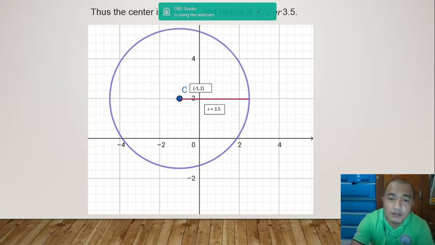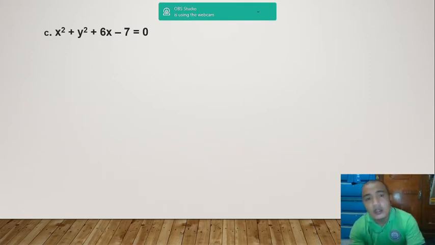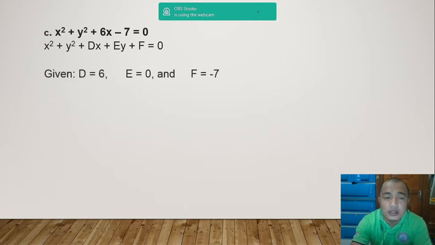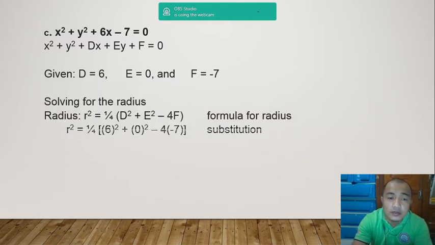And this is now the graph. You can see here, center is at negative 1, 2 with radius whose length is 3.5. Now we proceed to letter C, x squared plus y squared plus 6x minus 7 equals 0. Okay, first step, identify D, E, and F. Yon. D is 6, E is 0, and F is negative 7. So wala dito yung coefficient. I mean, wala dito yung y term. So, 0 yung e.